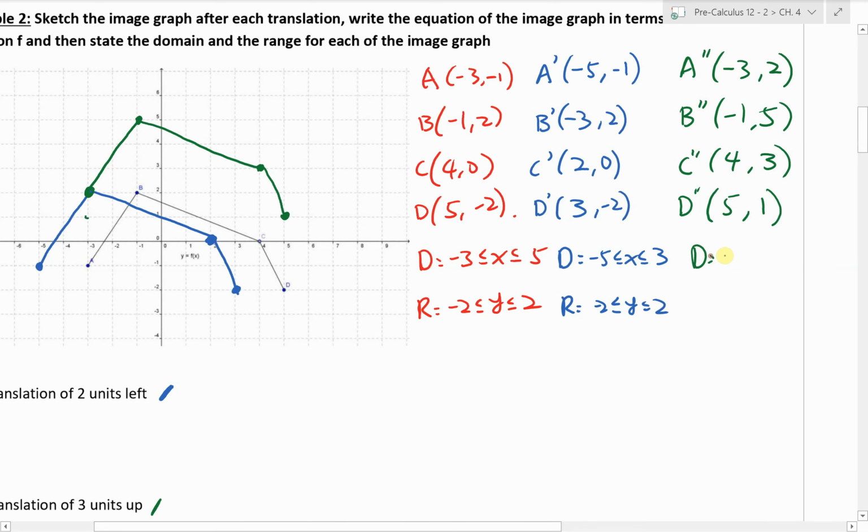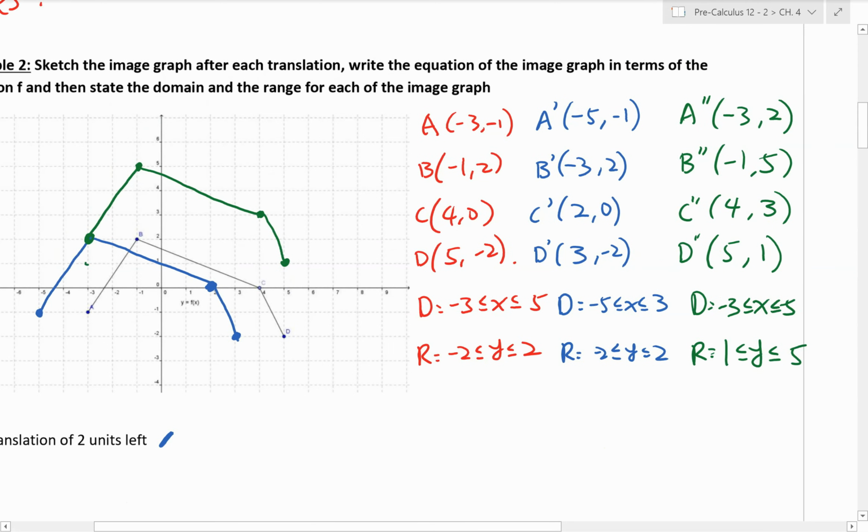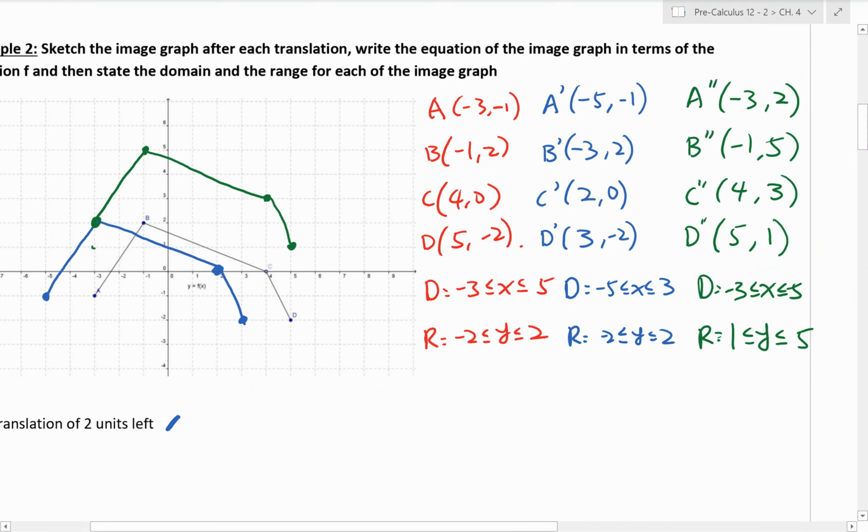In this case, the domain is not going to change because we are moving the graph up and down, not sideways. And because we're moving up by 3, all the y values will increase by 3. The minimum was -2, so now it's going to be 1 because we add 3. The maximum was 2, now it's going to be 5. The last thing that I haven't answered is this. It says write the equation of the image graph in terms of the function f.